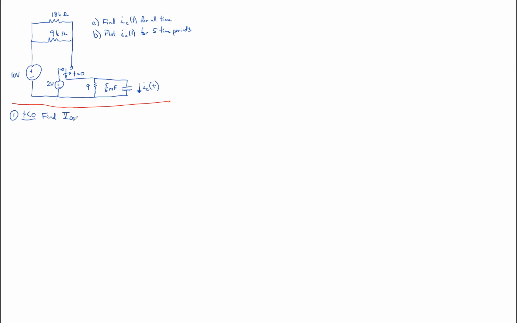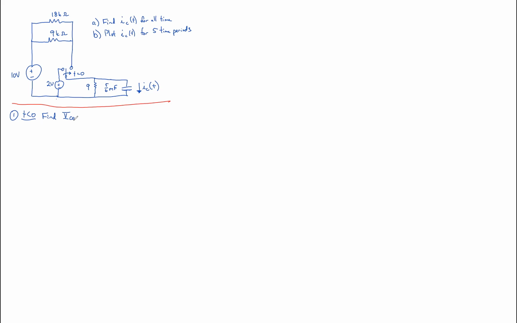Now, the question asks, what is the current through the capacitor? But for first order analysis, we don't care what the question asks. We always find the voltage across the capacitor, if it's a first order circuit with a capacitor, or the current through the inductor, if it's a first order circuit with an inductor. Since this has a capacitor, we want to find the voltage across the capacitor. We draw it for time less than 0.